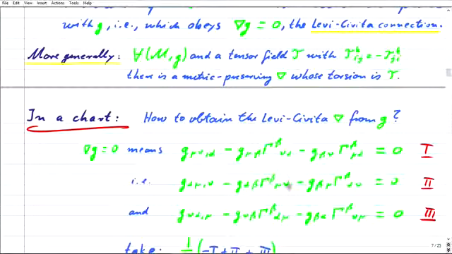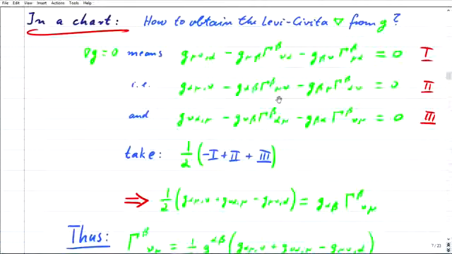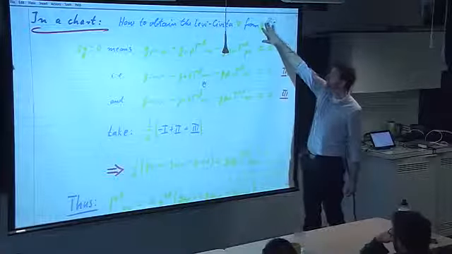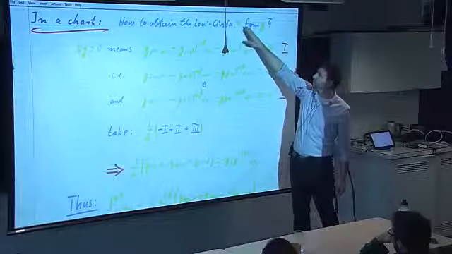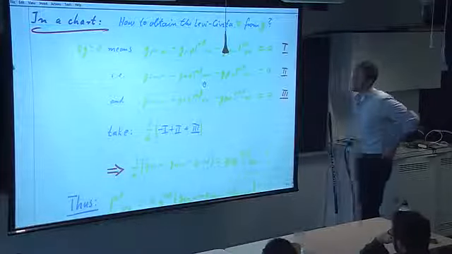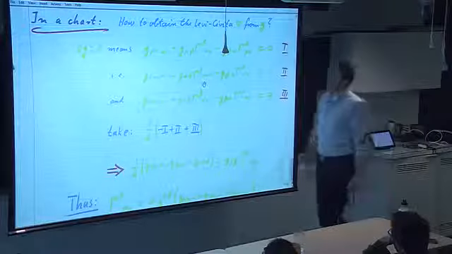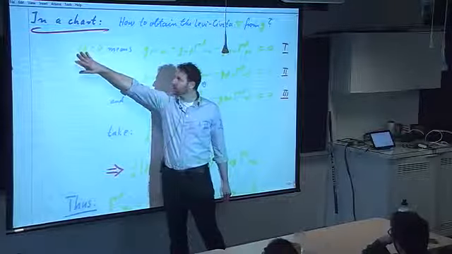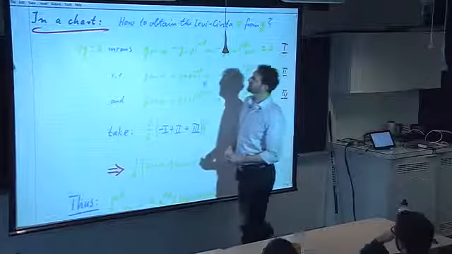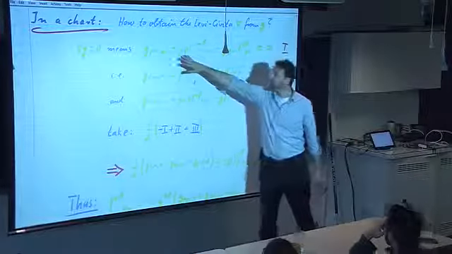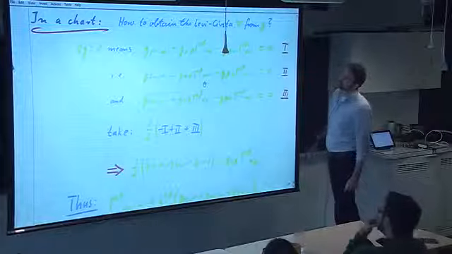Well, how do we get that explicitly? Assume that we know the metric, and now we want to know what this affine connection that belongs to it actually is. Well, the fact that the covariant derivative of the metric is vanishing is, of course, just this equation.